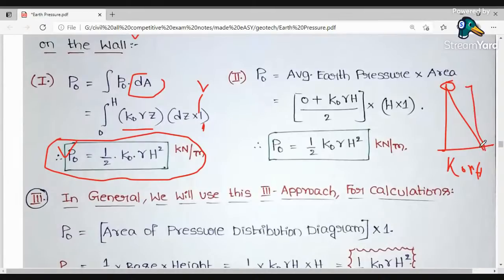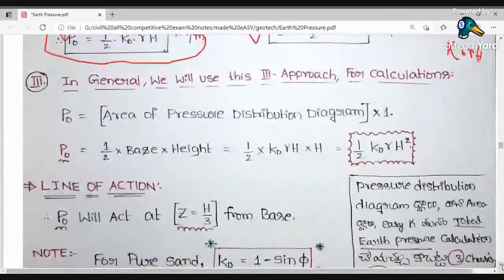since the height is h, and the height of that pressure diagram is h, and we are considering 1 meter length, so h into 1 we will consider as an area, right? So for that we can say that P naught is nothing but half into K naught gamma h square, right? This is the force. Similarly, in the general case, we will use the third approach for calculations. P naught is equal to the area of the pressure distribution diagram into 1. So generally we take the area.